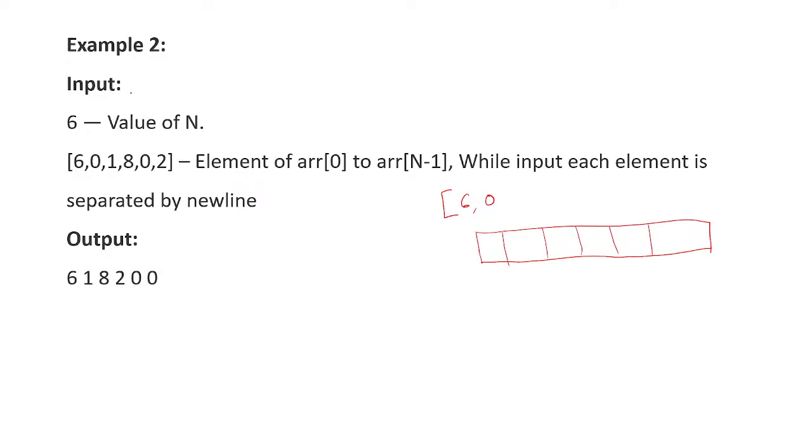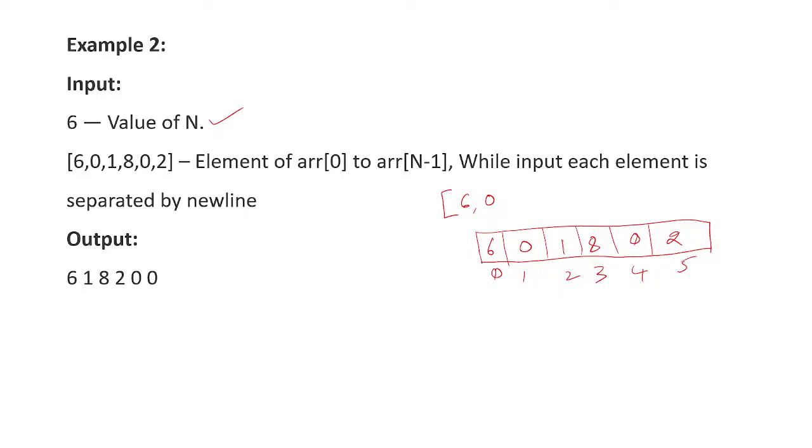We'll take this example because the number of elements is 6 here. This is 6 0 1 8 0 and 2. Then the indices are 0 1 2, but how are they stored in this array format?